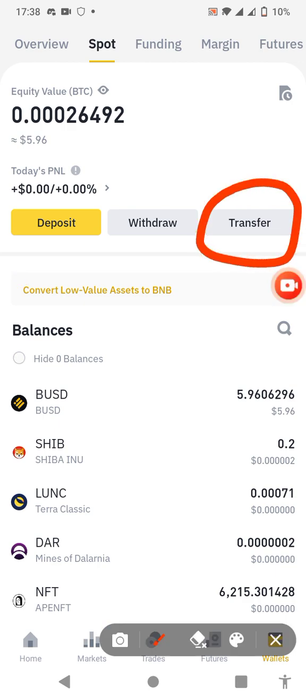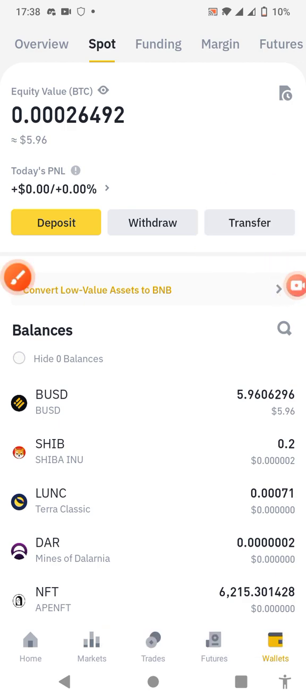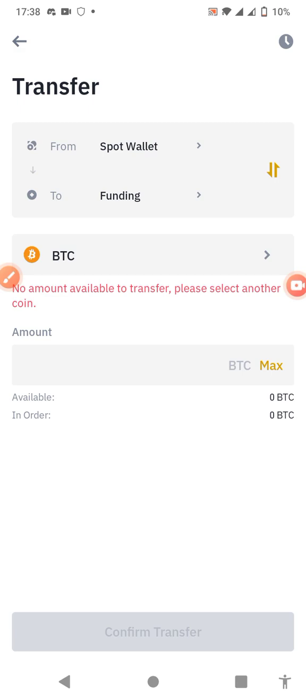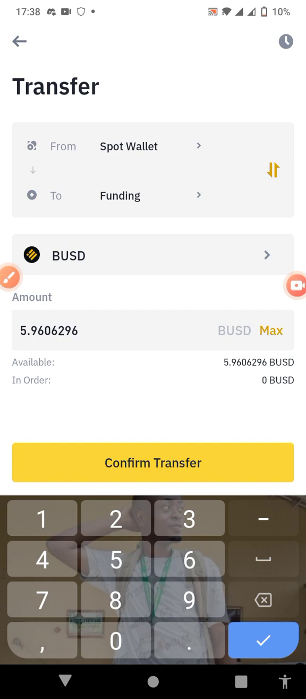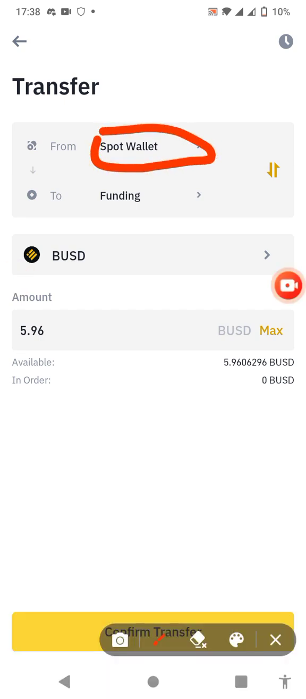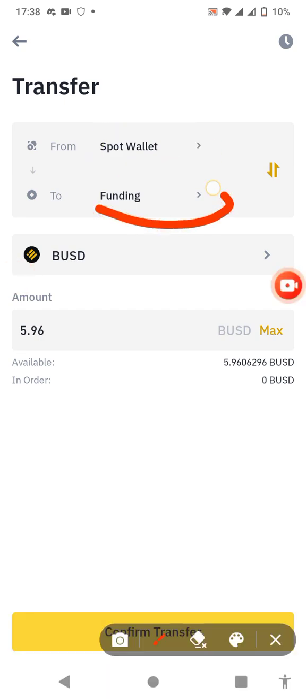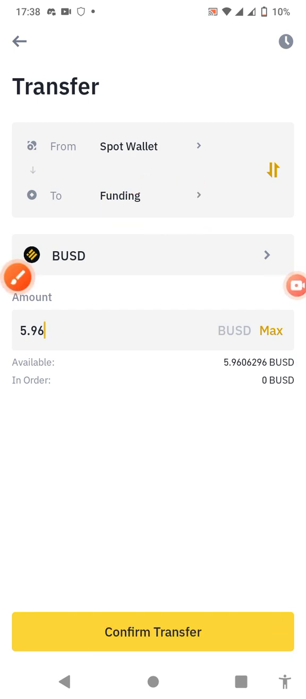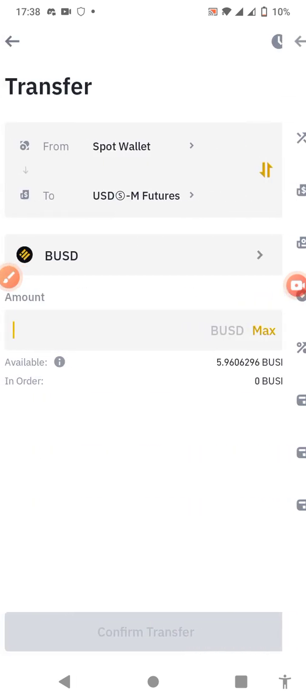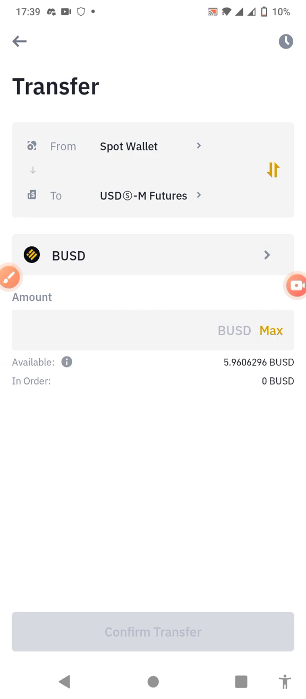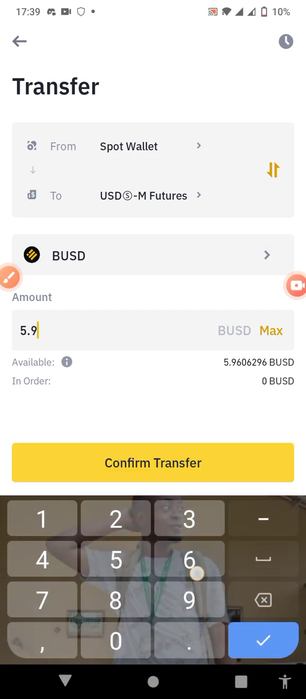Then what you want to do is transfer. So in our own case we have BUSD. You click on BUSD, then let me select 5.96. So now you are transferring from spot wallet to your Binance Futures wallet, not to the funding wallet. So click on this place. Click on USDM Futures. So 5.96.